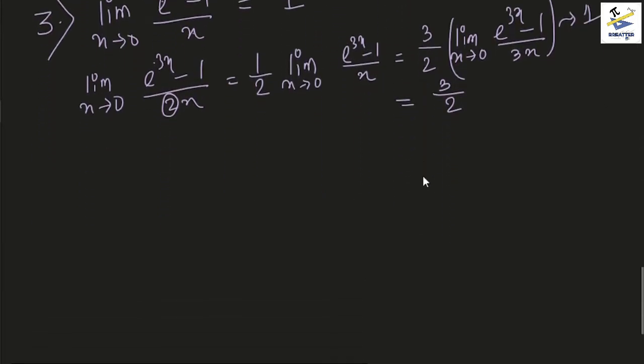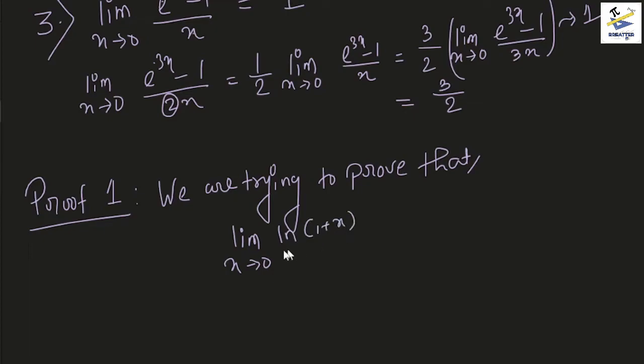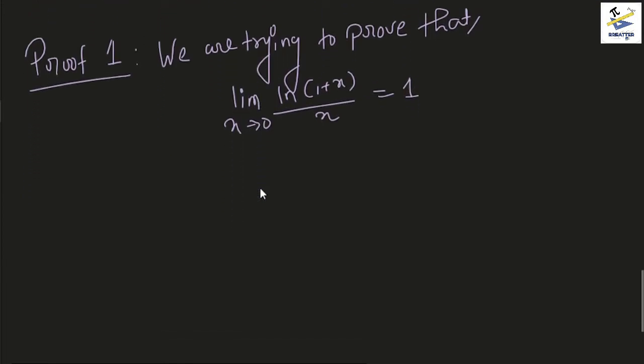Now it's time to prove two of these things. So proof 1, we are trying to prove that limit x tends to 0 of ln of 1 plus x by x is equal to 1. This is not a very easy proof, but we can walk our way through it. I'll just show you how.